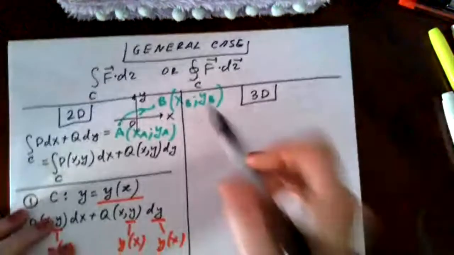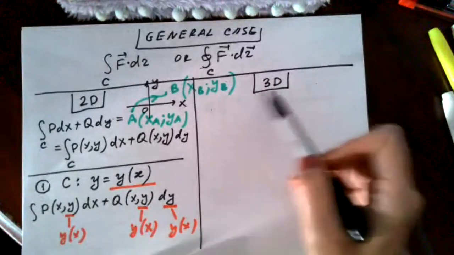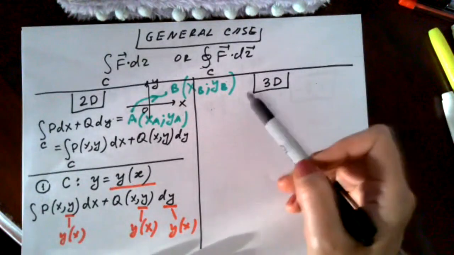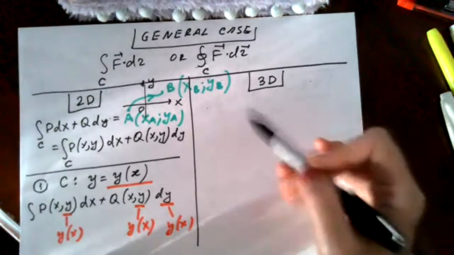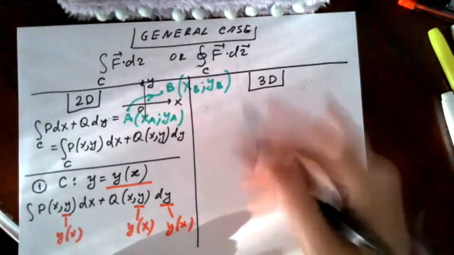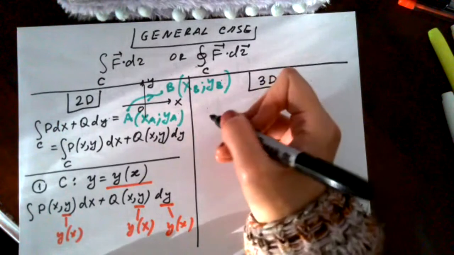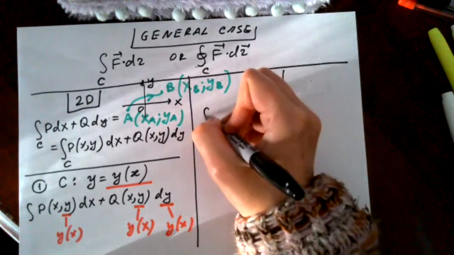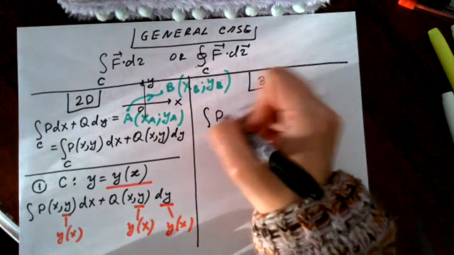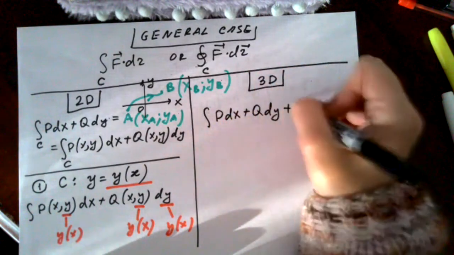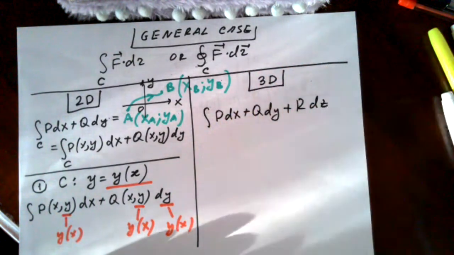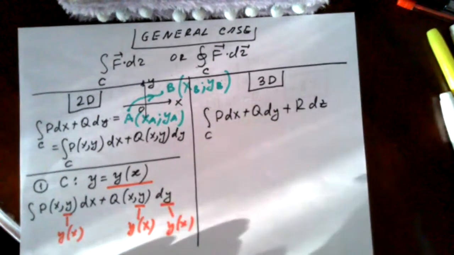Let's discuss the 3D case. I haven't found an example devoted to the 3D case in your tutorial sheet, so I concluded that you might not need to know how to deal with this case. But nevertheless, I think it's a good idea to write it down here. So in this case, your work integral will look like this: P dx plus Q dy plus R dz, over some curve C.